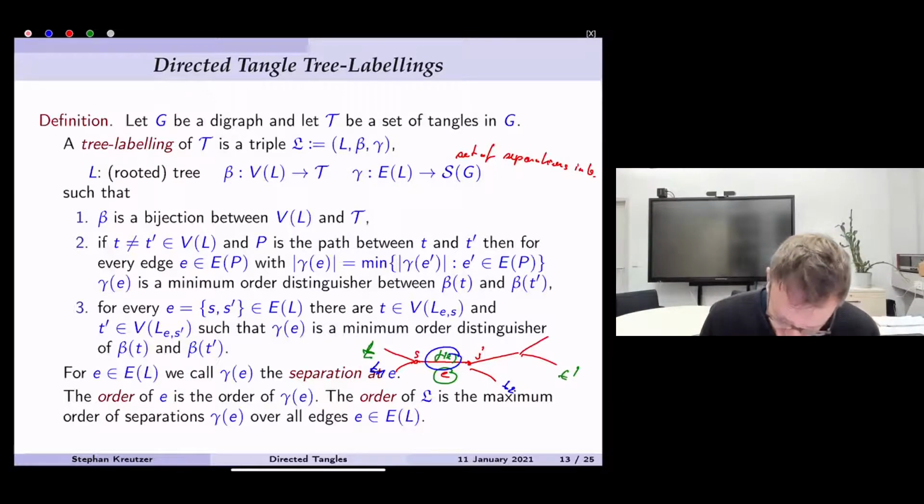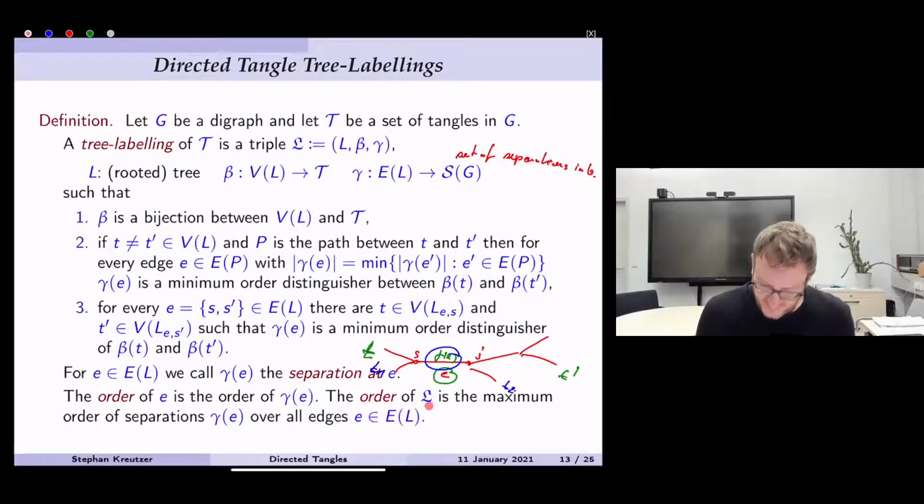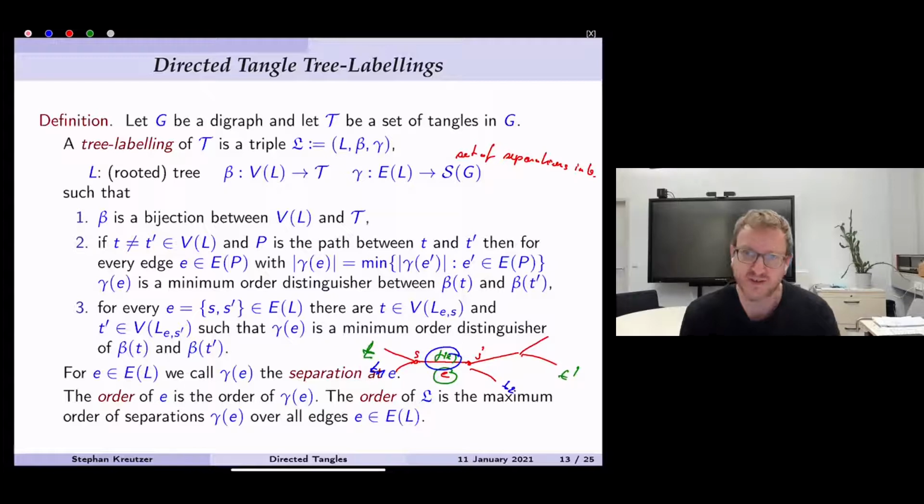Okay, then a bit of notation. If E is an edge in the tree, then gamma of E is a separation at E, of course. And the order of an edge is just the order of this separation. And then we say the order of the tree labeling is the maximum order of any separation along the edges. And that would also be, if you want, the edge width, you may call it this way, of the tree. Yeah, so far so good.